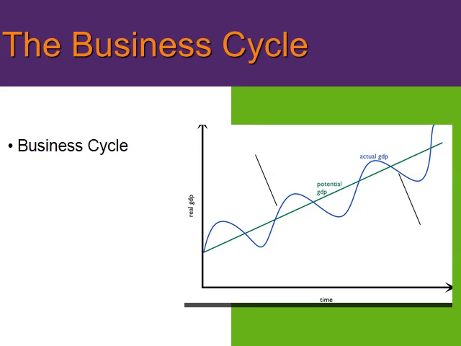In this module, we focus on the model of the business cycle. The business cycle is the alternation between economic downturns and upturns in the economy. So, shown here, these ups and downs are like a roller coaster. The business cycle has 4 phases.